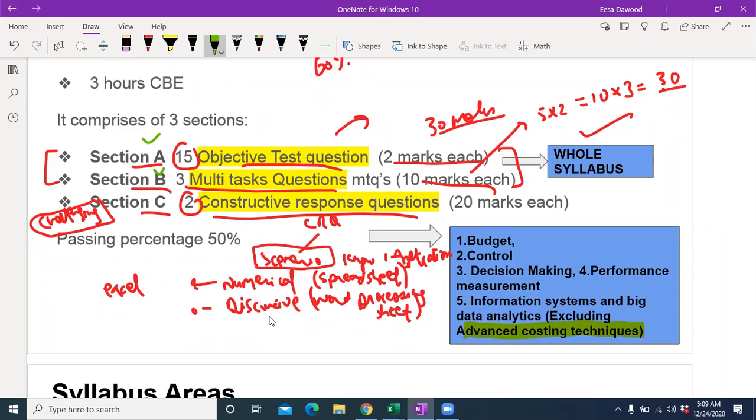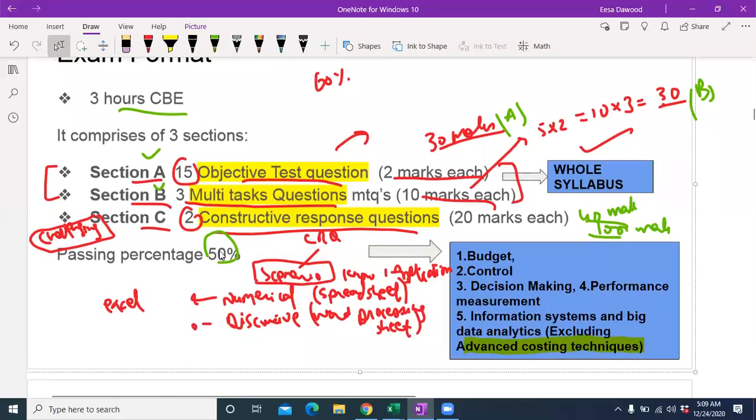However, there wouldn't be any constructive response question on advanced costing technique. So 2 constructive response questions, 20 marks each, makes 40 marks. Together with 30 marks for section A and 30 marks for section B, that's 60 marks for sections A and B and 40 marks. Together it's a 100 marks exam. You have 3 hours for that, and 50% is the passing percentage, just like all the ACCA papers.